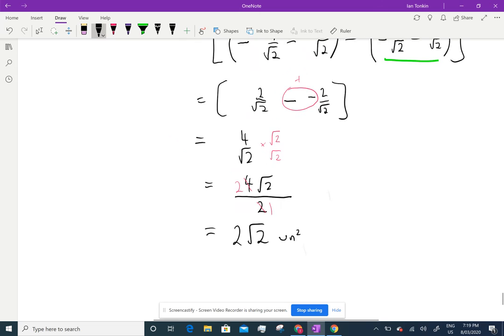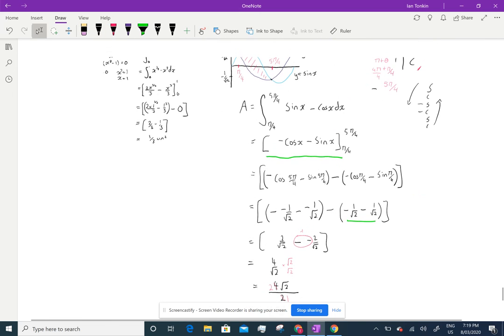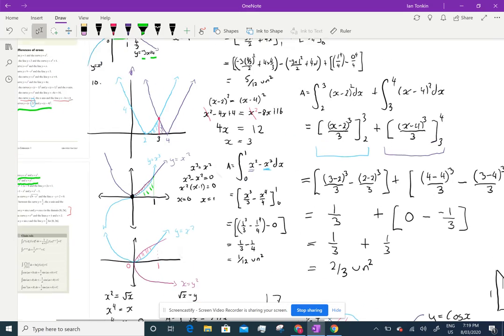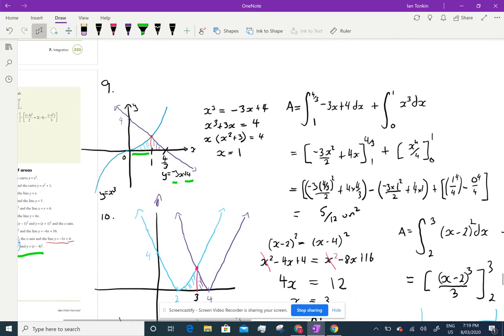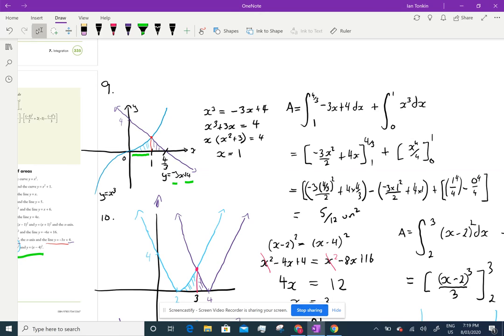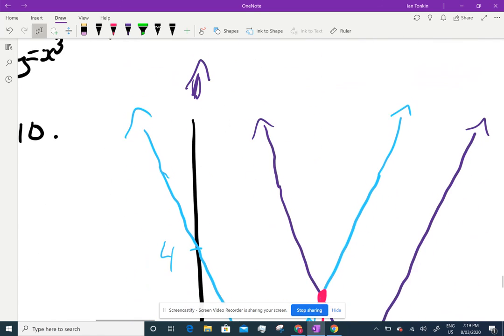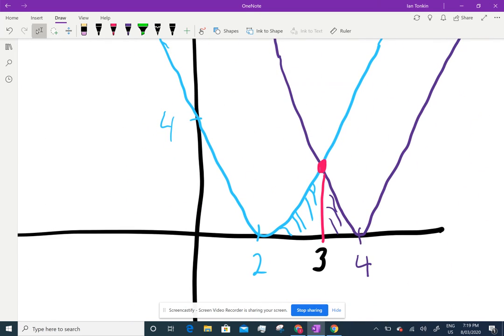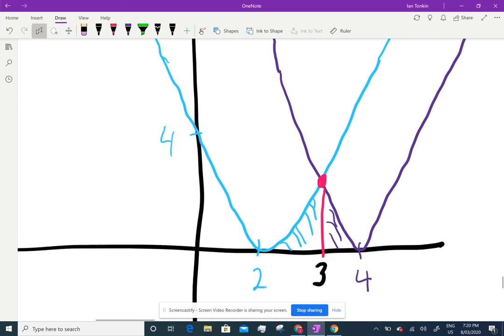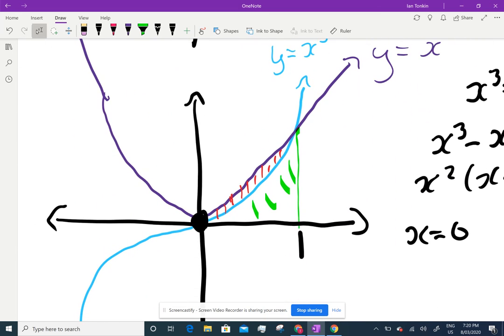Right, now let's recap. If you're finding 2 separate areas under and over the x-axis, you've got to add. If you're finding 2 bits, like the bit under the blue and the bit under the purple, you're finding the bit under the blue, then you're finding the bit under the purple. But then here, you're finding the bit in between them. So you do the one on top minus the one underneath.